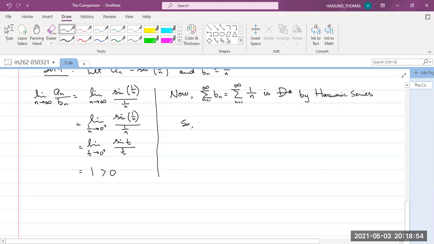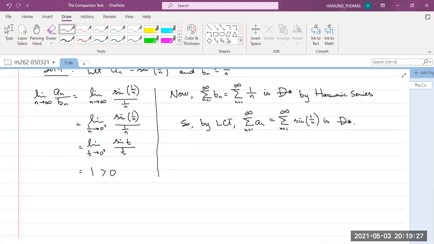So by limit comparison test, the series a sub n, the series from 1 to infinity of sine 1 over n, is divergent. Okay, that's for number 31.